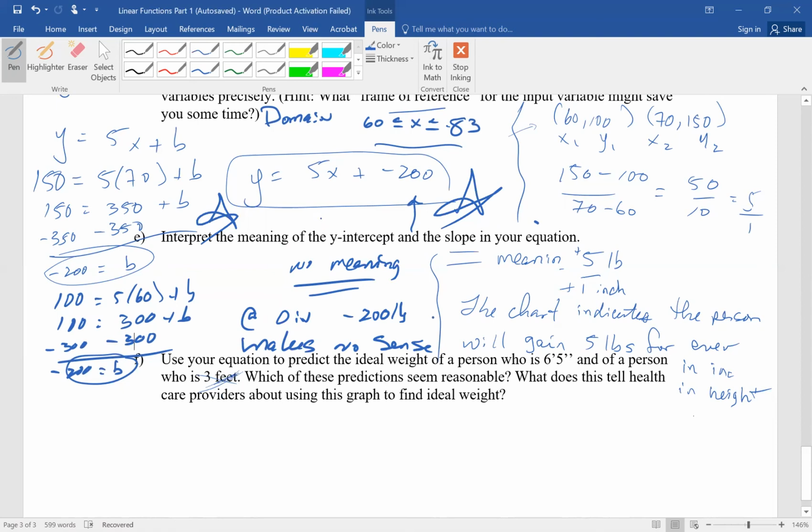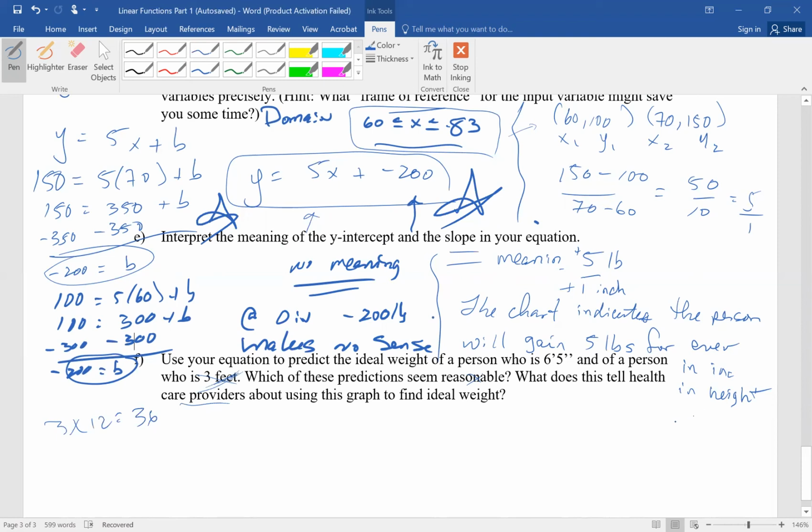We already said that, because you can't plug 3 into your problem. You'd have to plug it in inches, and 3 times 12 inches would be 36. You couldn't plug that in and get a reliable answer. So that's already out. That's not reasonable. In other words, what that tells care providers is you can only use it at certain times, and the only time, and I keep saying the same thing, is when the height in inches is in this domain. So 6 feet 5 inches.